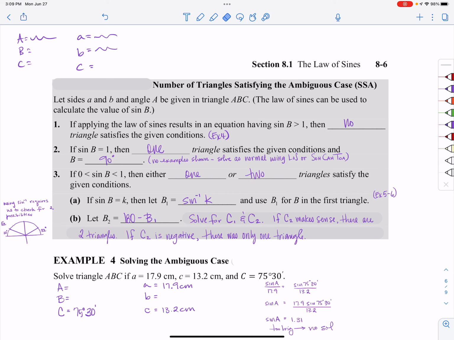Hey folks, we're back to section 8.1, yet another video dealing with the ambiguous triangle. In the last video we talked about option number 1 here, where we have no triangle. Let's look at option number 2.